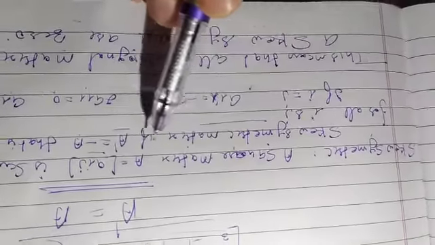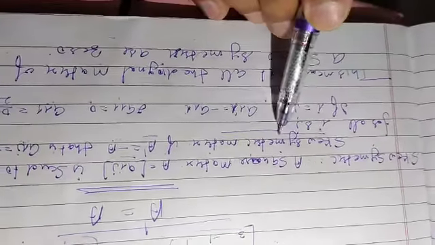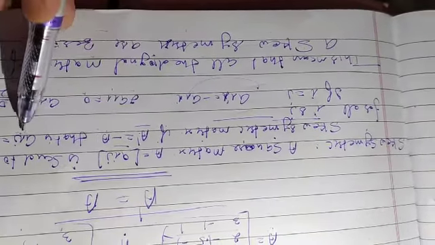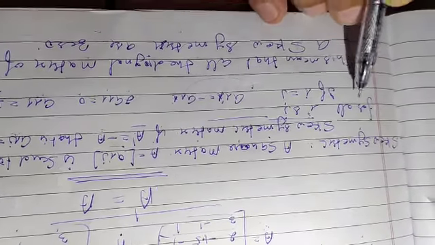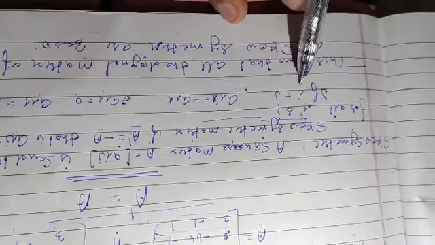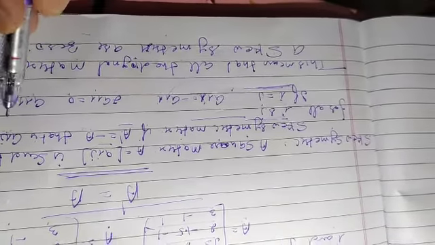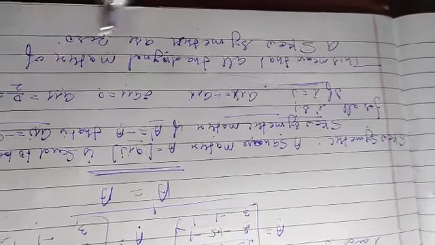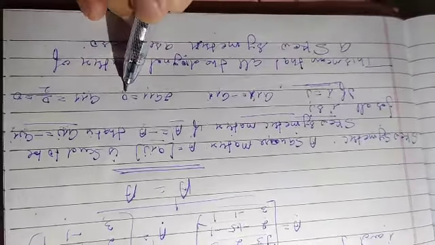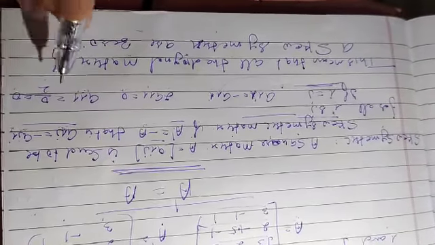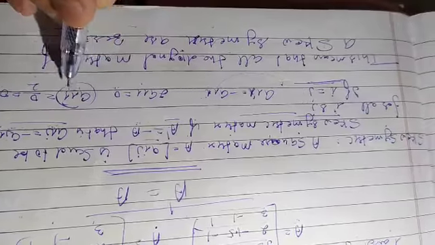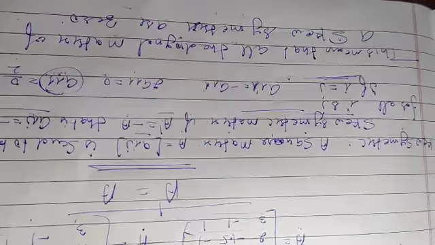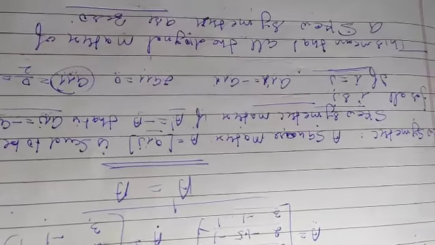Skew symmetric matrix. A square matrix Aij is said to be skew symmetric if the transpose of A is negative of A. Aij is equal to minus Aji for all i and j. If i and j are equal, then Aii is equal to minus Aii. Taking it to one side, 2Aii is equal to 0, so Aii is equal to 0 by 2, which is 0. Aii means diagonal elements. This means that all diagonal elements of a skew symmetric matrix are 0.